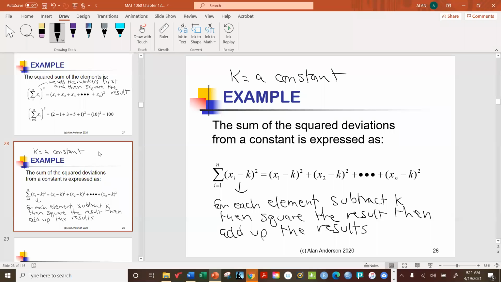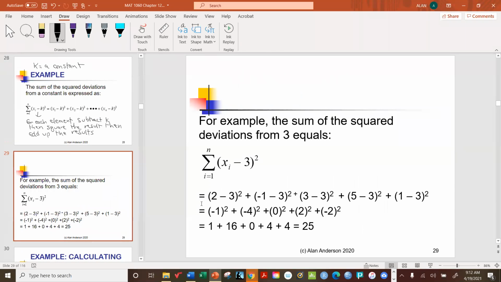And then we're going to do an exact example using the same data set that we've used up to this point. We're going to do this with a constant. So let's try 3 as our constant. Okay, so what's going on here? We've got, remember our original data was 2, -1, 3, 5, and 1. So what I'm going to do is go through each one and subtract 3.